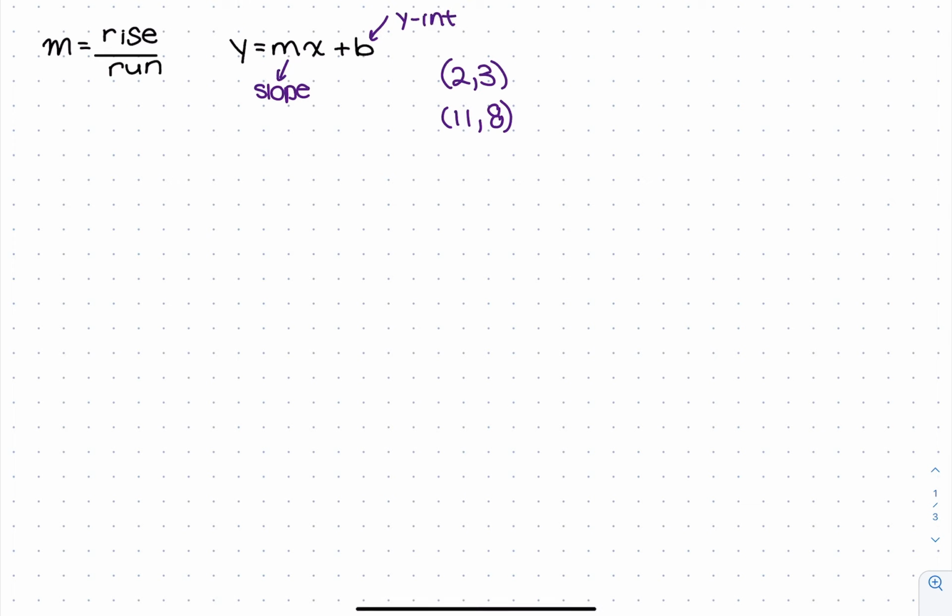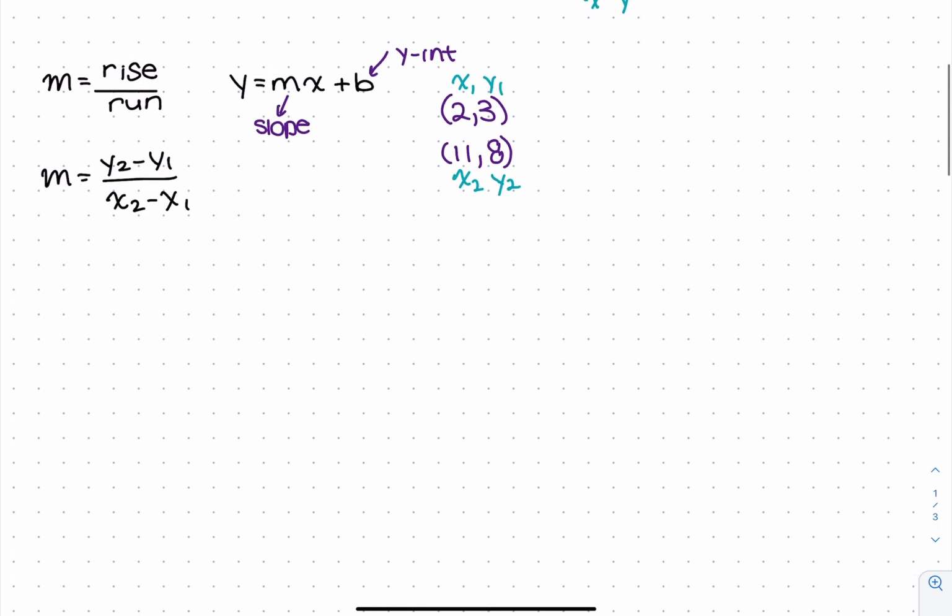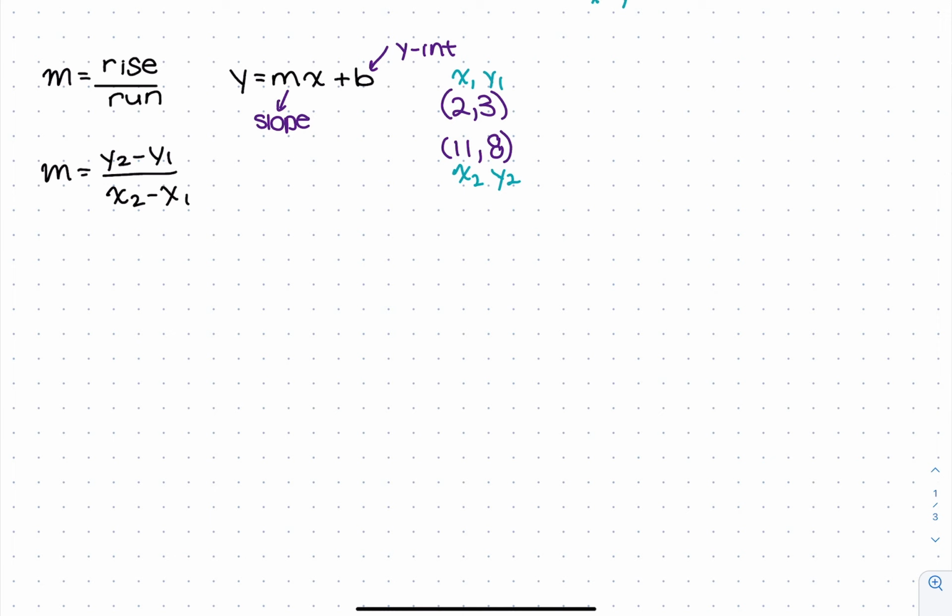Okay, so how can we actually find it? Well, we know that slope is our rise over run, or you may have seen it written as slope is equal to y2 minus y1 all over x2 minus x1. So we know 2 points. That tells us that we know an x1 and a y1 and an x2 and a y2. Same idea, we can just plug these numbers in to this formula right here.